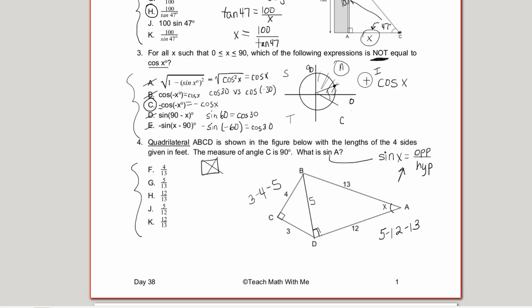That's how we will know this is a right angle, and then we can make use of knowing what is the opposite and hypotenuse. So opposite of x is side length 5, and the hypotenuse is 13. So 5 over 13 gives us the sine of x, which is answer choice G.